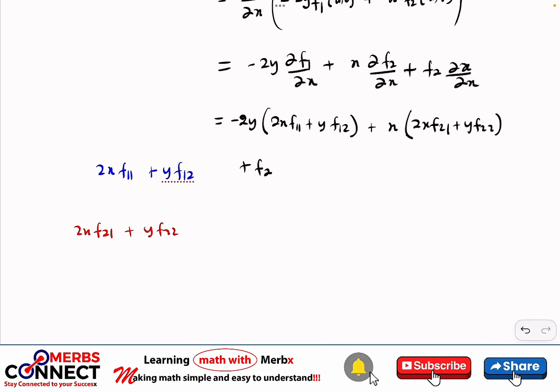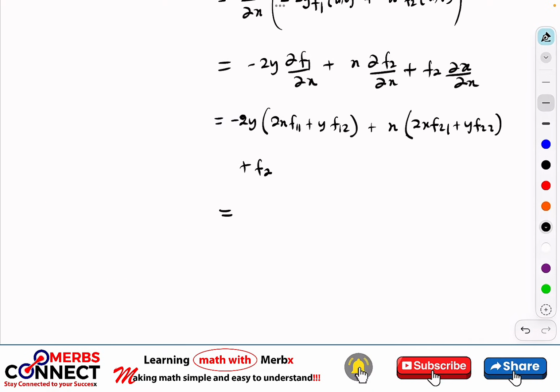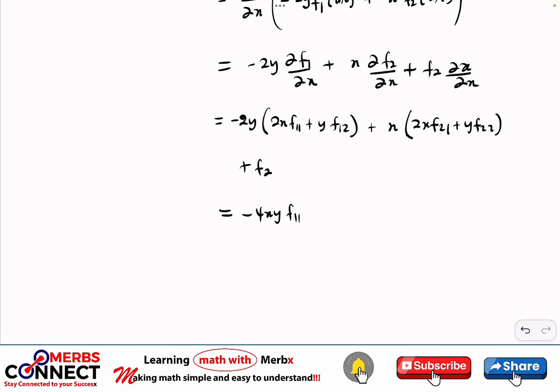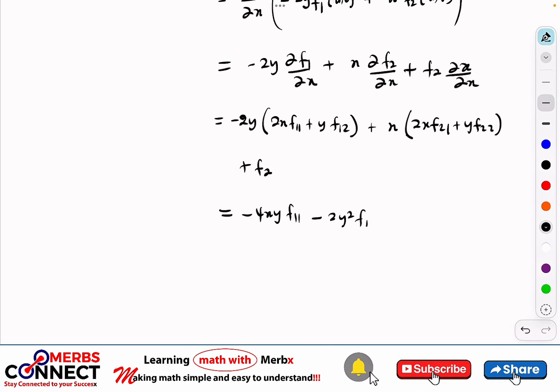Okay, so let's try and expand this and see what we are going to get. So advanced is like you need to practice. If not, you're gonna die. I don't mean you are going to die, you know. Okay, so 4xy and then minus 2y squared f12 plus 2x squared f21 plus xy f22 plus f2.